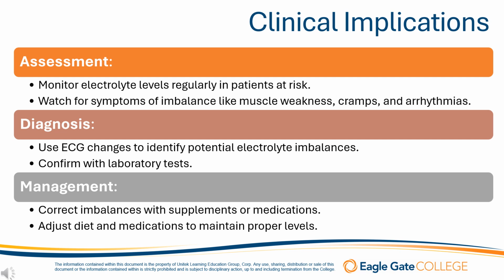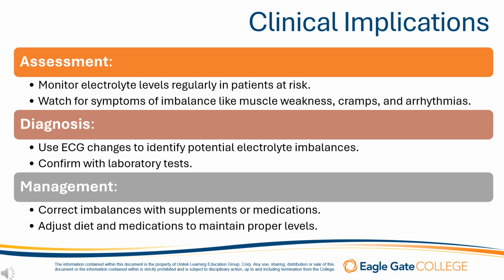Medications might need to be adjusted to maintain proper electrolyte levels. For example, diuretics like furosemide can cause potassium loss, so a potassium-sparing diuretic might be used instead, or potassium supplements might be prescribed. Ongoing education about the importance of diet, medication compliance, and regular monitoring is crucial for patients with a history of electrolyte imbalances. Maintaining electrolyte balance is vital for proper cardiac function and overall health. Regular monitoring, recognizing symptoms early, confirming diagnoses with lab tests, and appropriate management strategies are key to preventing complications and ensuring patient safety.